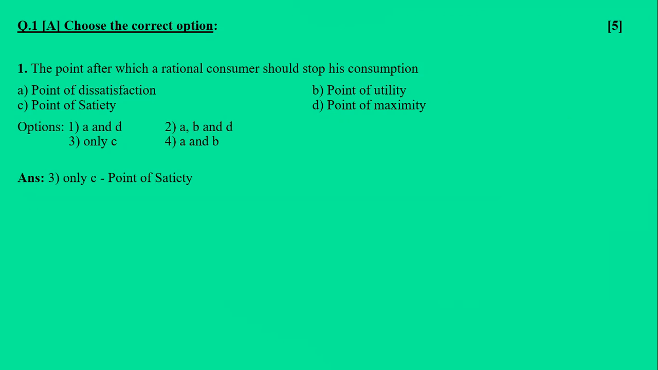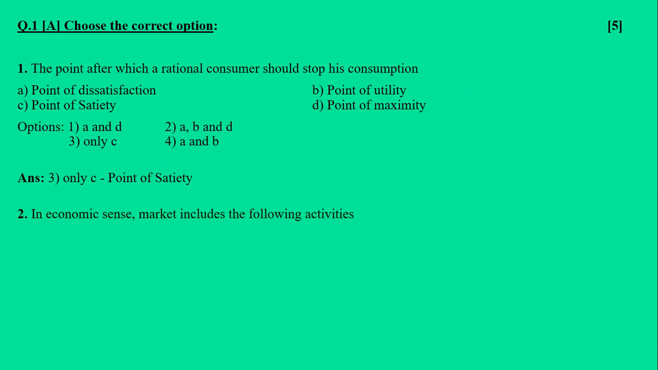The point after which a rational consumer should stop his consumption, that point is known as the point of satiety. Now the most important thing: don't write only C. Write the answer in the option, not only C. Then how to write the answer? 3, only C, point of satiety.